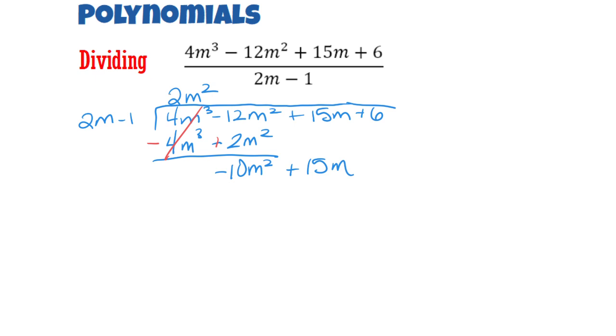Okay, now we start all over. 2m times what gets us negative 10m squared? Well, this would have to be a negative 5m. Now I'm going to take my negative 5m and distribute it through that binomial. So negative 5m times the 2m minus 1, and I put it here. So that's going to get me a negative 10m squared and a plus 5m. And then I'm going to change the signs to show the subtraction. So that's going to go to plus, that's going to go to a minus. These are going to cancel.